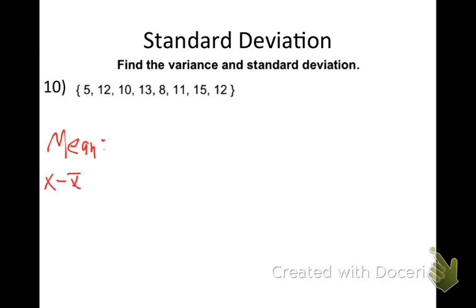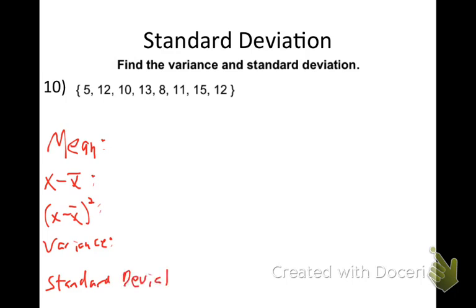Find x minus x bar. And then you want to square those values. And then you want to find the variance. And then you want to find the standard deviation. Okay. So take a couple seconds and try this. It is a little bit nasty. Make sure you do have the correct mean first before you continue on. What is the correct mean? 10.75. Nice job.